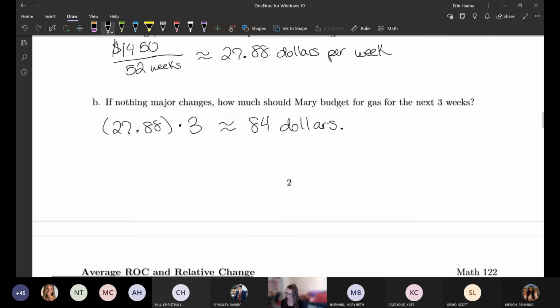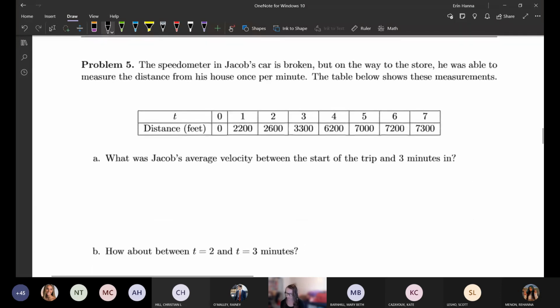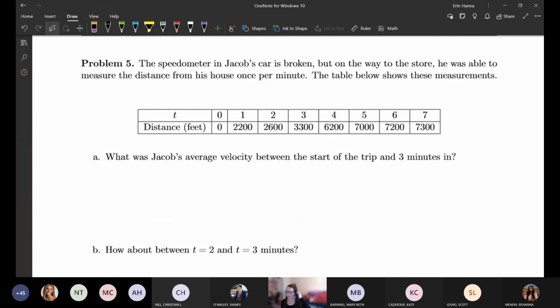So our next one though. We have the speedometer in Jacob's car is broken. That's not good. But on our way to the store, he was able to measure the distance from his house once per minute. So he was very purposeful and stopped every minute. The table below shows these measurements. So the time in minutes and the distance is going to be in feet. So what is Jacob's average velocity between the start of the trip and 3 minutes in?